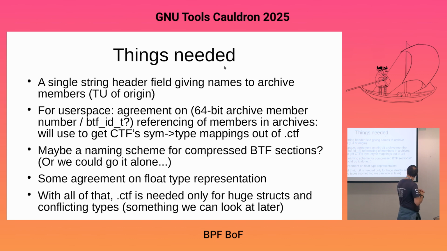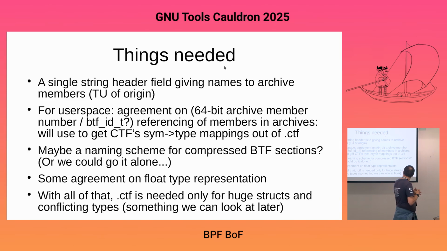But for that, we kind of need to agree on a way to refer to this type in this archive. I think Alexei had a suggestion of just a 64-bit number: 32 bits of archive member number, 32 bits of type ID. If we agree on that, then I can do that bit.